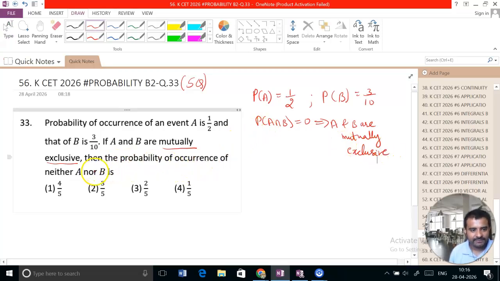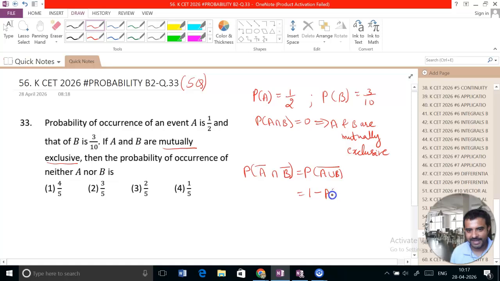Next, the probability of occurrence of neither A nor B. See, the formula for neither A nor B: probability of A bar intersection B bar, which is probability of A union B whole bar. What is probability of A union B whole bar? 1 minus probability of A union B, by using the complement formula. So this can be written as 1 minus, what is probability of A union B? Probability of A plus probability of B, since A and B are mutually exclusive, the intersection becomes 0.